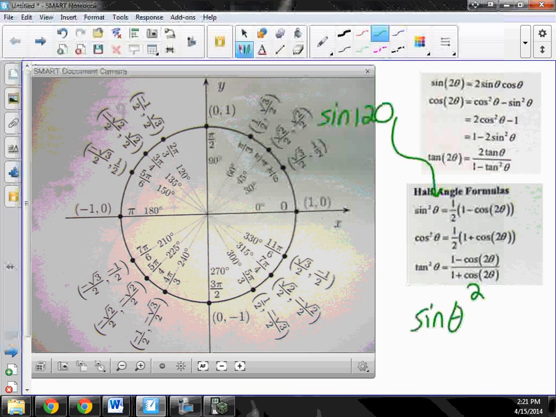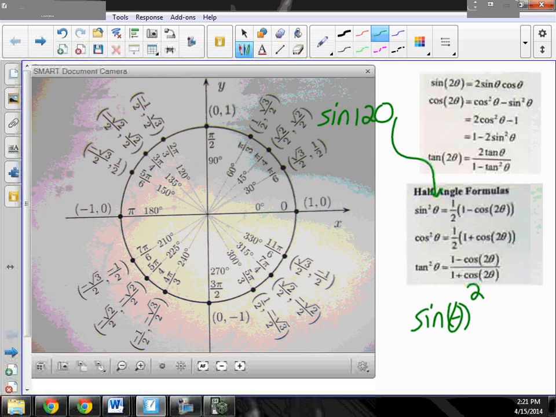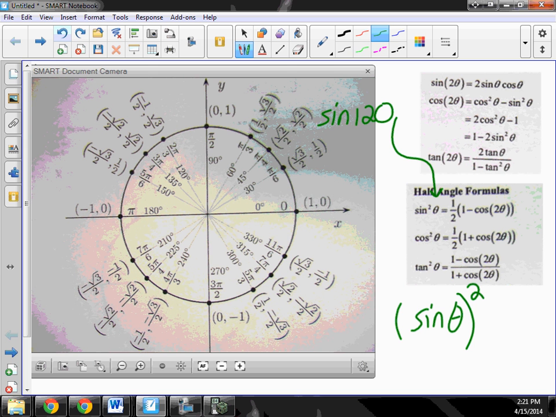So if it's written this way, that means square theta, which never happens. And then if it was written this way, that means plug in your theta, find your ratio, and then square it. So to eliminate that ambiguity, we move the 2 in between the sine and the theta.